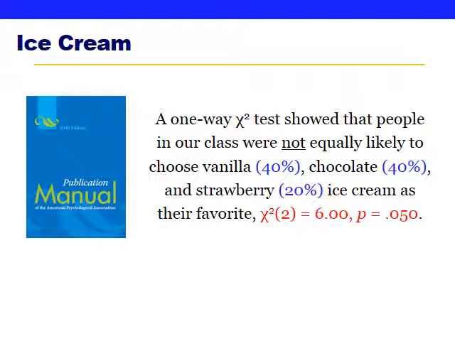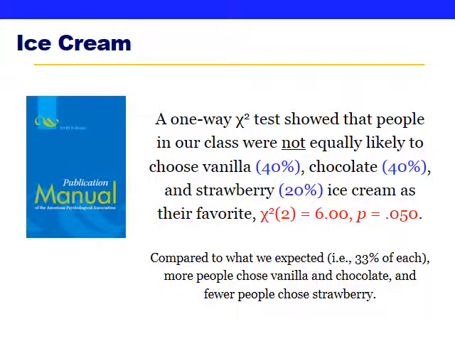Another thing to notice about this, all numbers get rounded to 2 decimal places, as we've talked about all semester. Means, standard deviations, chi-square statistics, t-statistics, and so on. The only exception to that rule is the p-value. Because p is such a special number, it gets a 3rd decimal place. So we are always going to report the p-value to 3 decimal places rather than 2.